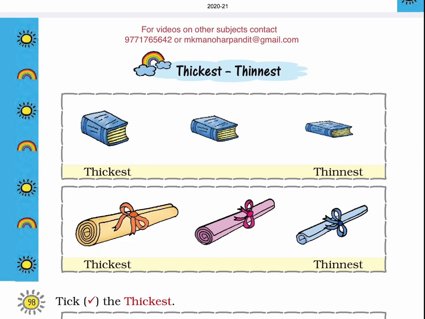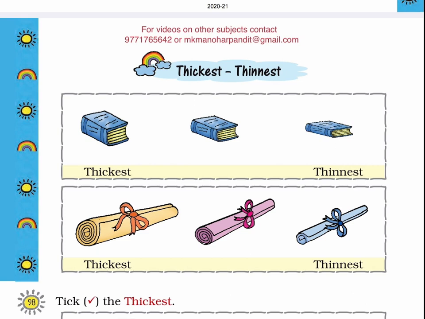and thinnest. This page is divided into 4 parts. Each part has a picture and a question. Part 1 and 2 are solved as examples. Part 1 picture shows 3 books. Book 1 has more pages than Book 2 and Book 3. Thickest is written beneath Book 1.